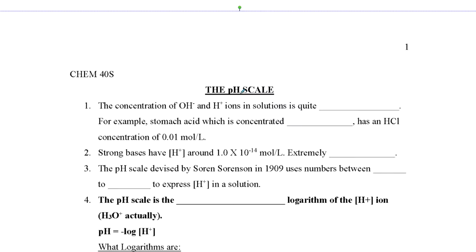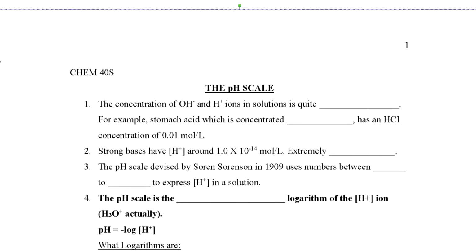A neutral substance falls right in the middle at a pH of 7. The lower pHs represent an acid and the higher pHs represent a base. We're going to go into a little more depth with it now that we're doing grade 12 chemistry. So let's take a look here.